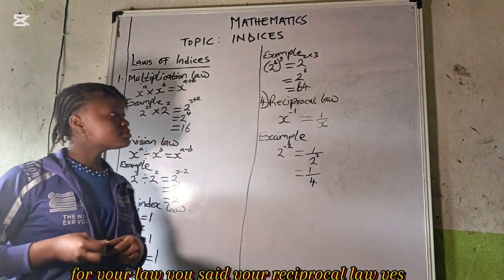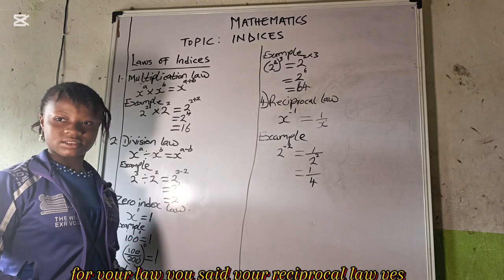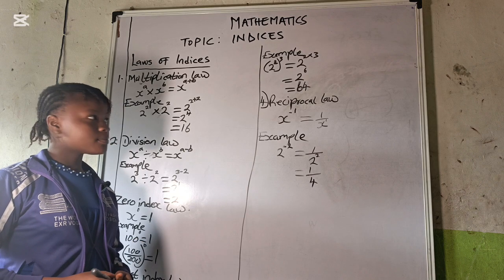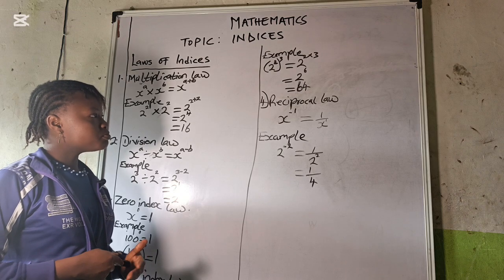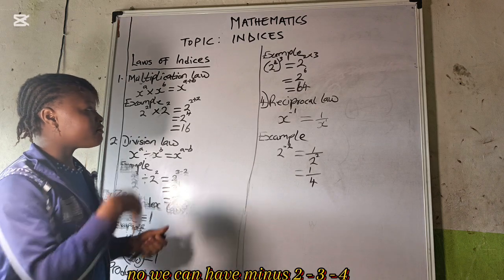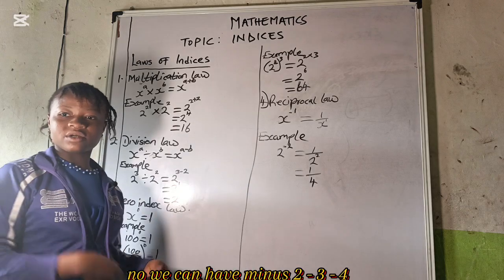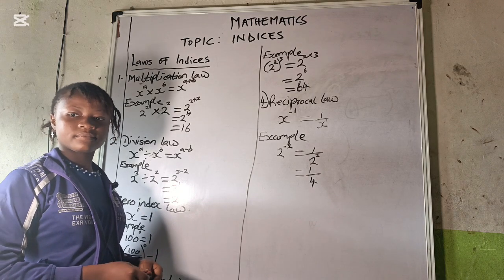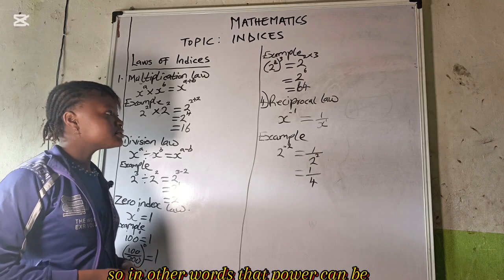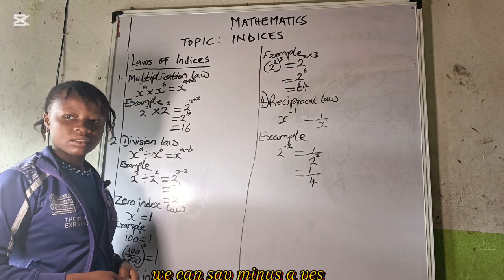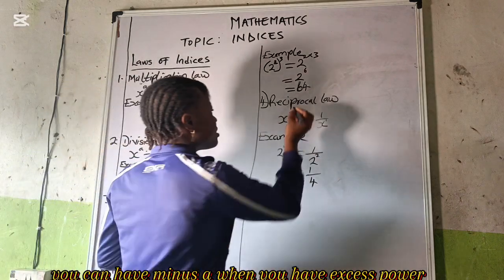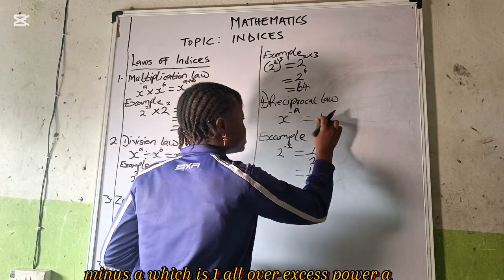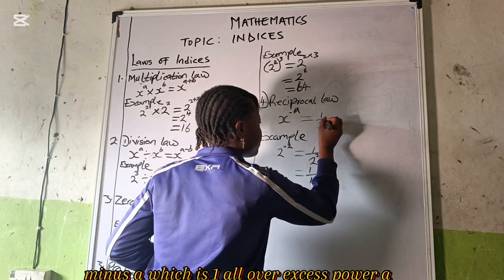For your law, you said the reciprocal law. The power there was divided. No, we can have minus 2, minus 3, minus 4. So in other words, you can have minus a. When you have x raised to power minus a, it is 1 over x raised to power a.